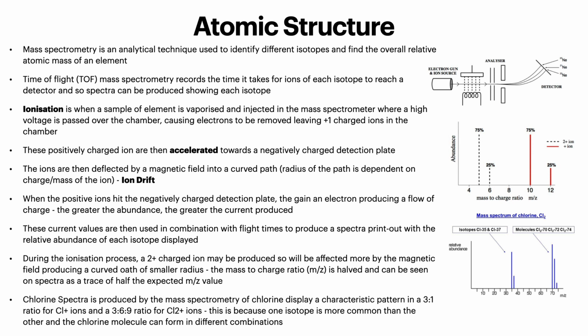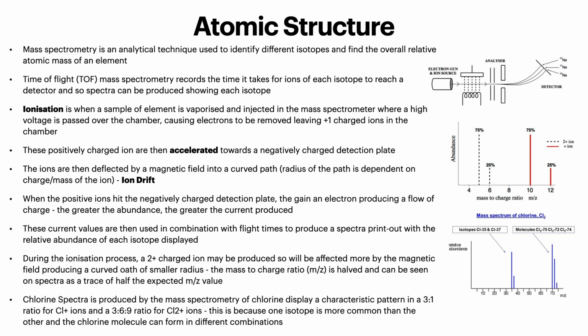Ionization is when a sample of element is vaporized and injected in the mass spectrometer, where a high voltage is passed over the chamber, causing electrons to be removed, leaving +1 charged ions in the chamber. Just to note, with time of flight mass spectrometry, that is the top diagram on the right-hand side of this slide. For those who prefer to visually see things, that's what it looks like.